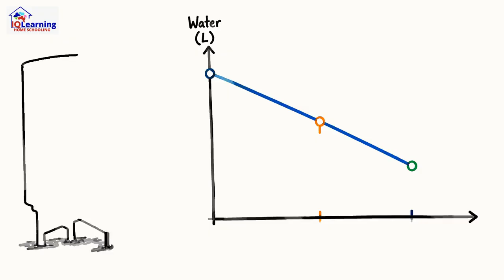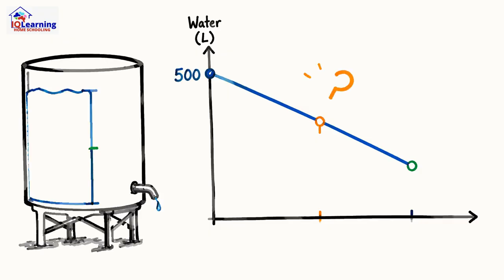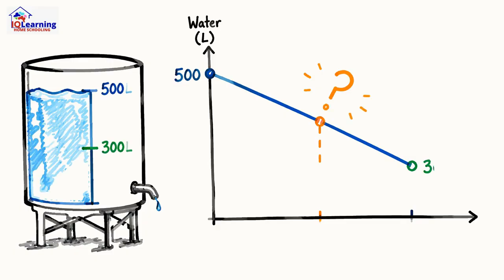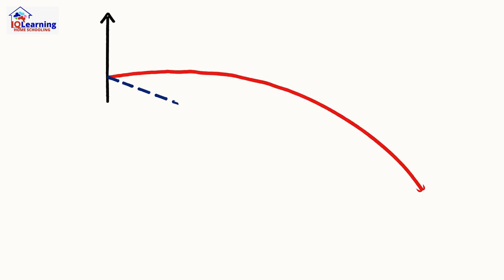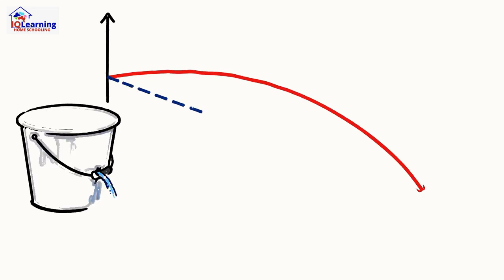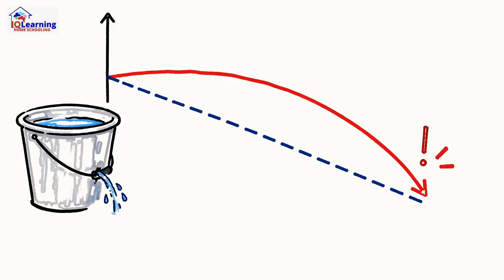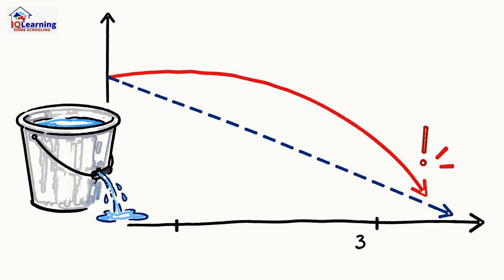Now we can predict. We can accurately guess the water level at the 5-minute mark. That's called interpolation, and it's pretty safe. But predicting the level in 3 days, that's extrapolation, and it's risky. The model assumes the leak stays constant, but what if it gets worse? This is the key limitation.